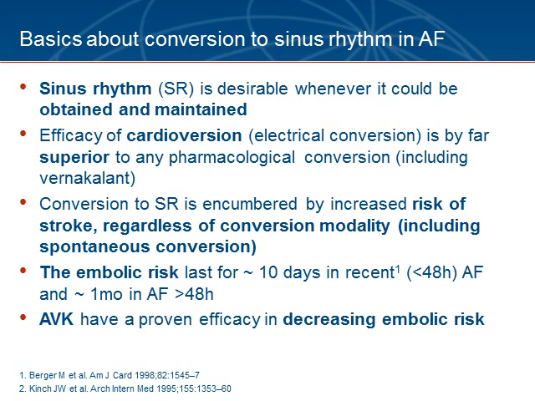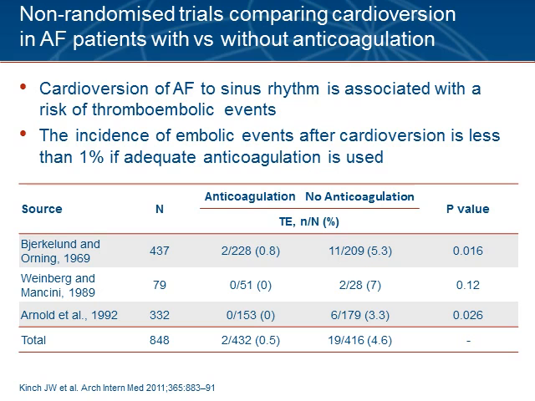10 days for atrial fibrillation which is recent, less than 48 hours, and it lasts until 1 to 1.5 months if the atrial fibrillation has a history of more than 48 hours. So, oral anticoagulation has a proven efficacy in decreasing embolic risk. And you can see here from a very important study published in 2011 that conversion of atrial fibrillation to sinus rhythm is associated with a risk of thrombotic events, and the incidence of embolic events after cardioversion is less than 1% if adequate anticoagulation is used.